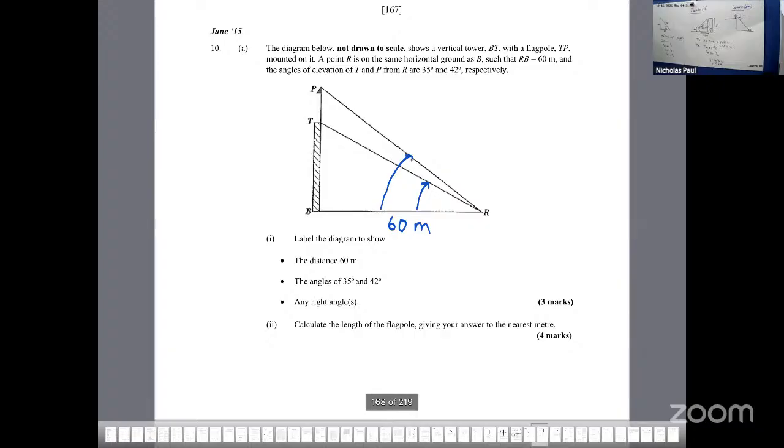The smaller is 35 and the larger is 42. And as Janae said, the word respectively is there, right? The word respectively is there. So 35 is the P and 42 is the T. Sorry, the other way around. Okay? Everything there. And obviously the smaller angle will be 35 and the bigger 42. Alright? Now calculate the length of the flag.